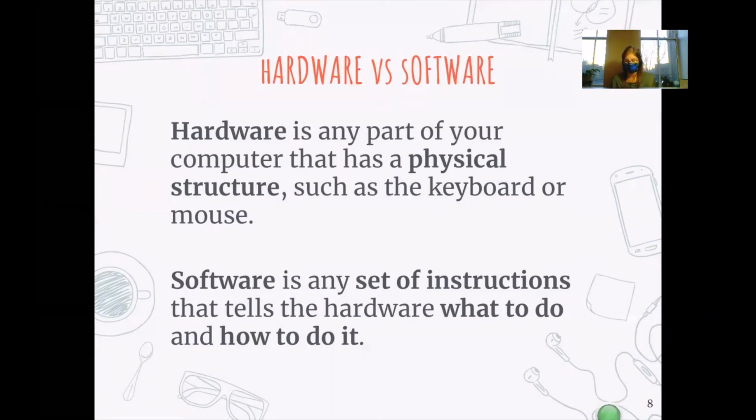Hardware versus software. Hardware is any part of your computer that has a physical structure, such as the keyboard or mouse. It also includes all the computer's internal parts. Software is any set of instructions that tells the hardware what to do and how to do it. Examples of software include web browsers, games, and word processors, like Microsoft Word.